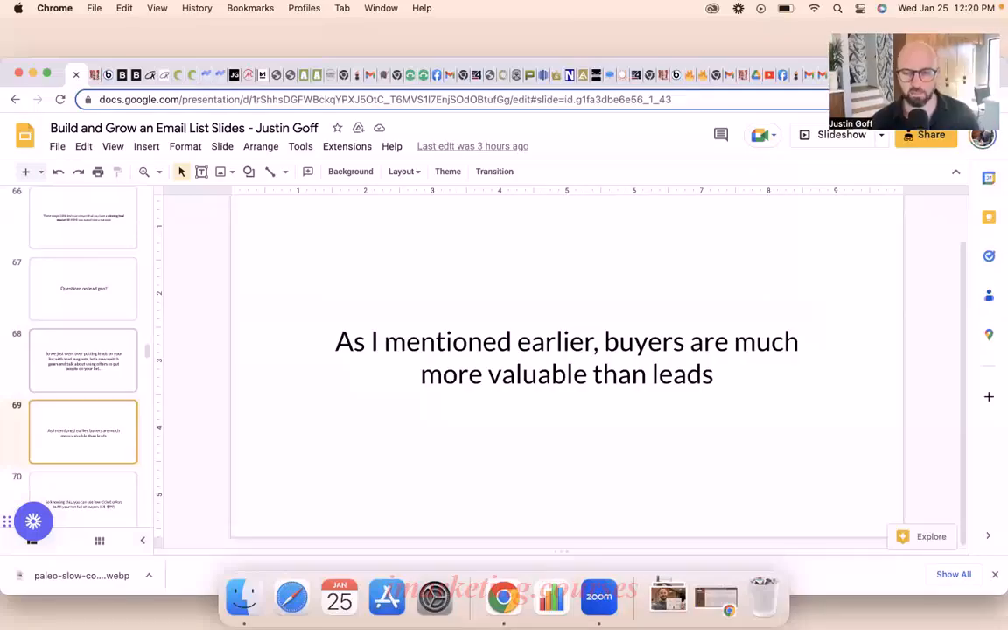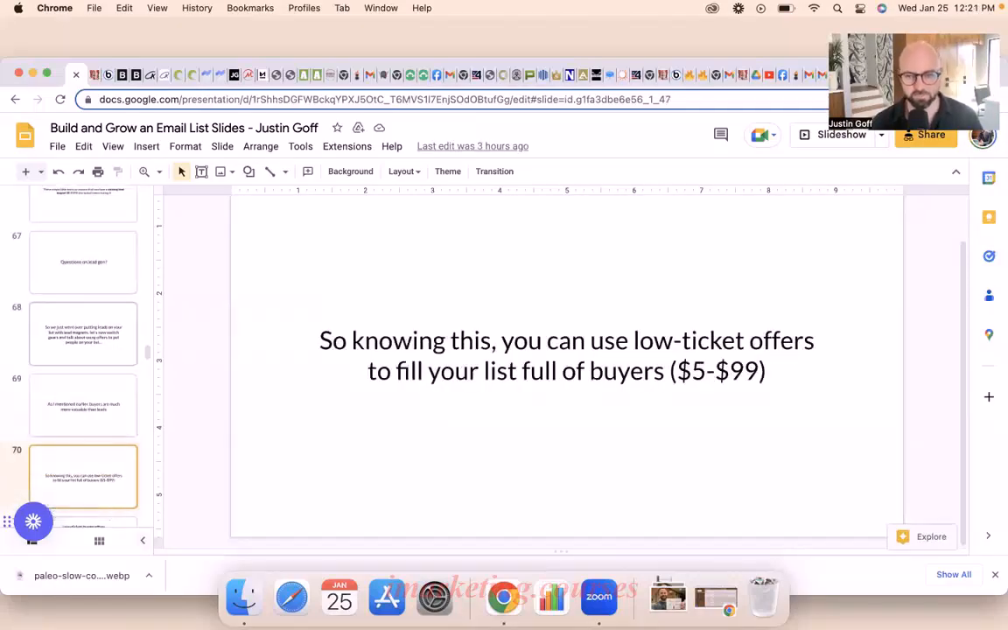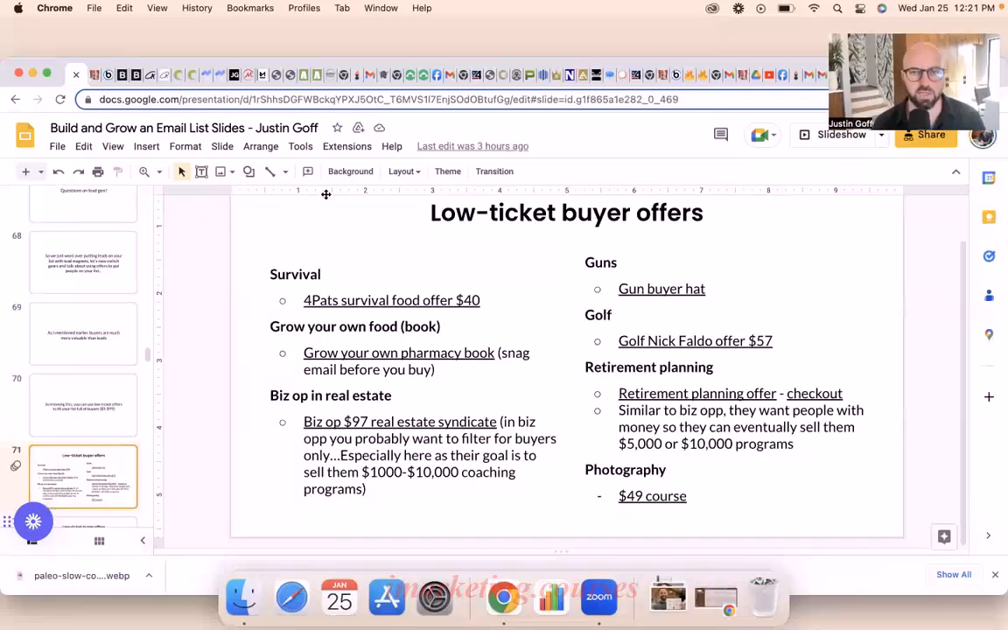But I will restate it again. Buyers are much more valuable than leads. Someone who pulls out their credit card and even spends $10 is a much better quality person to have on your list than a lead. So most offers to get people on the list, to build a list, tend to be somewhere from $5 to $99, is what I see pretty much all over the place. We're going to go over a bunch of different examples of this.